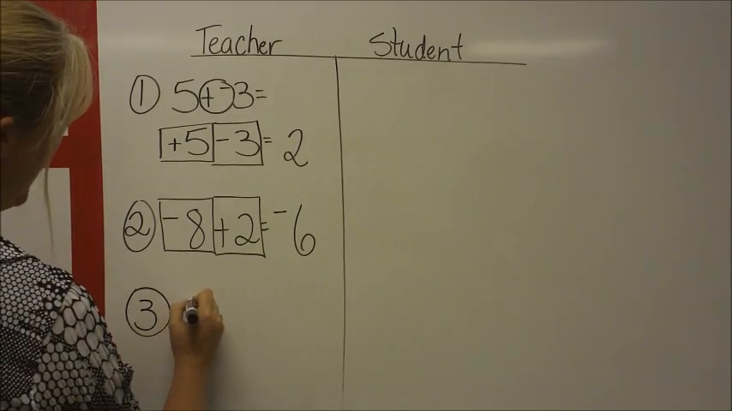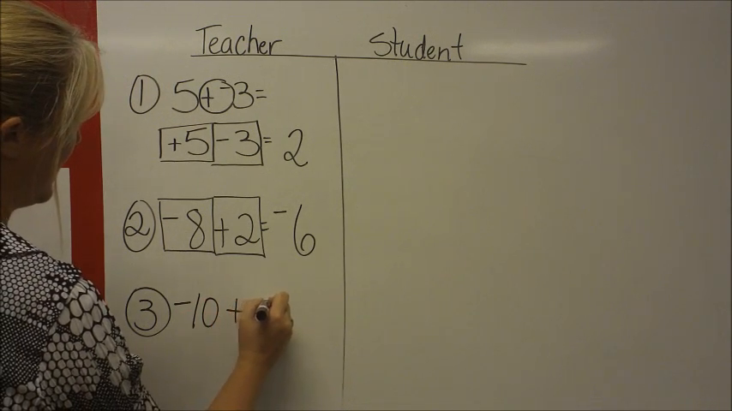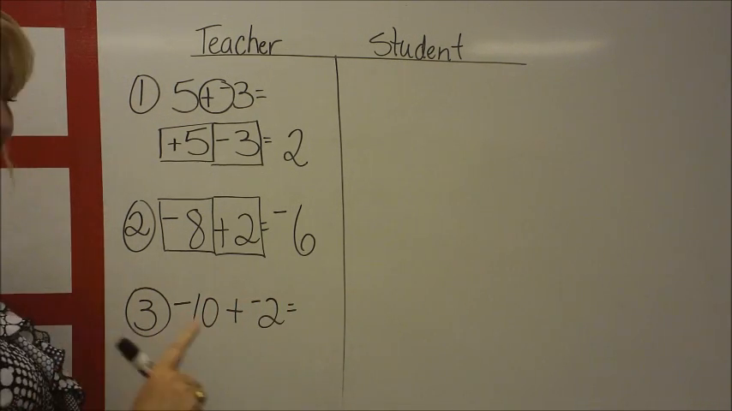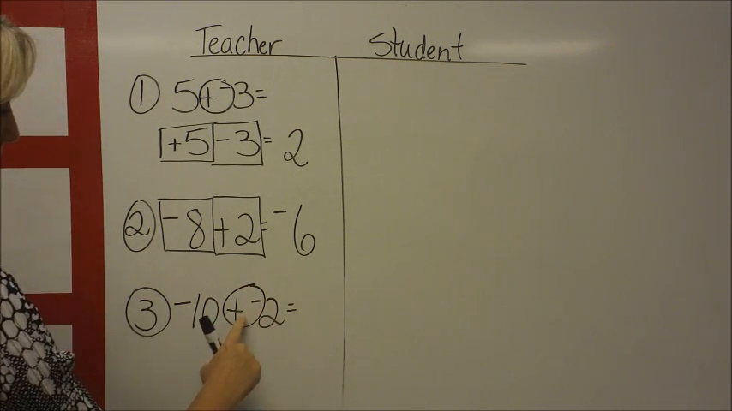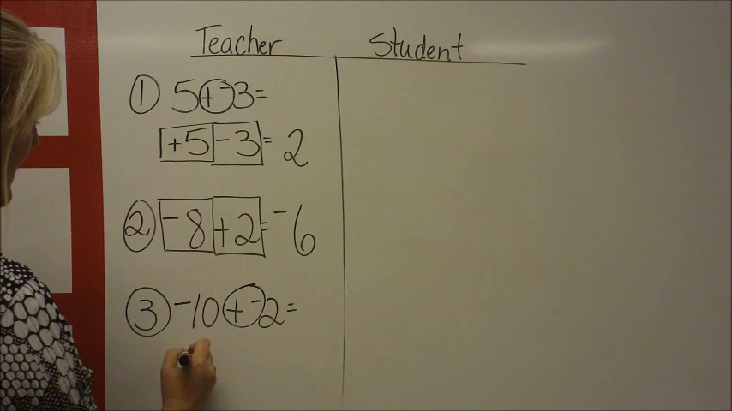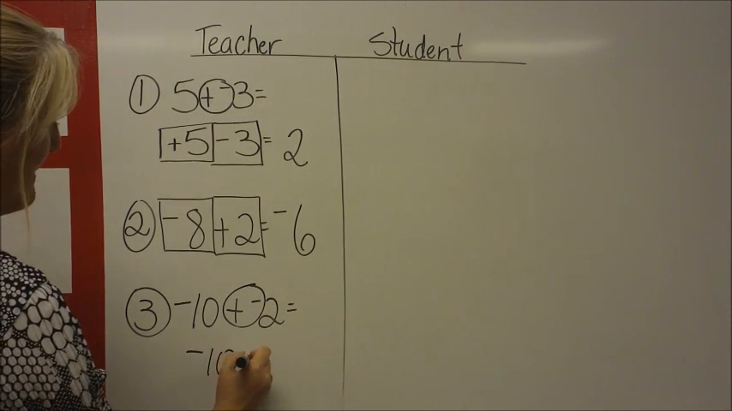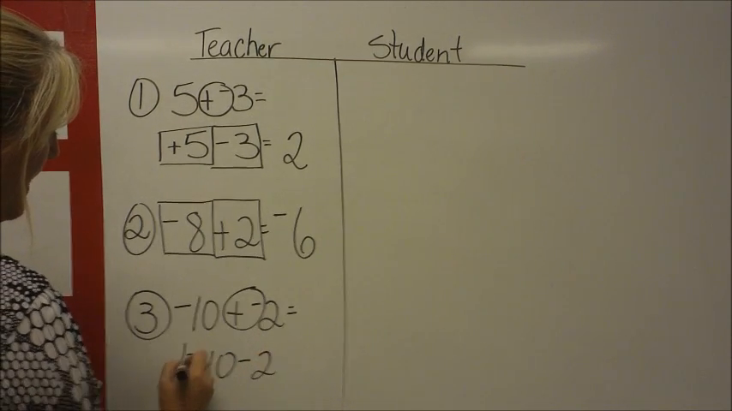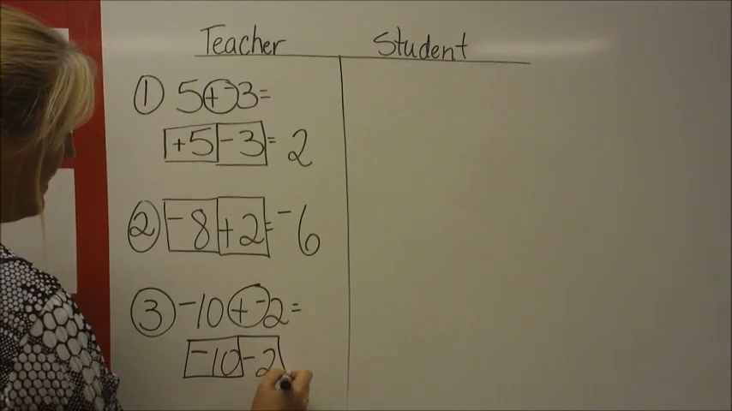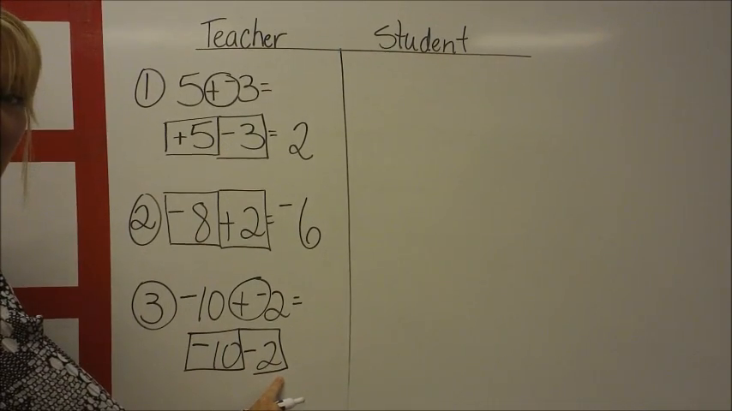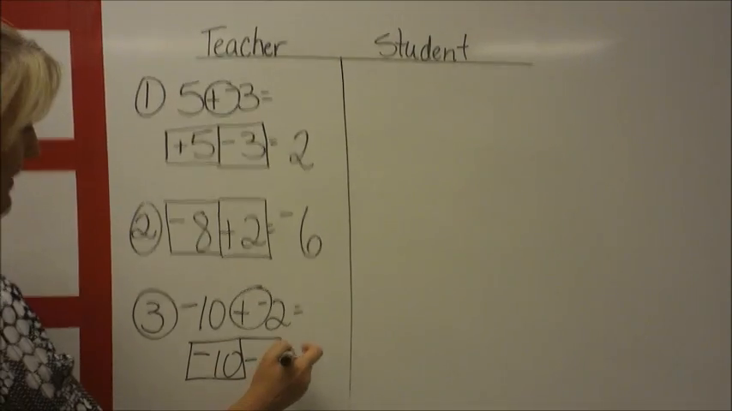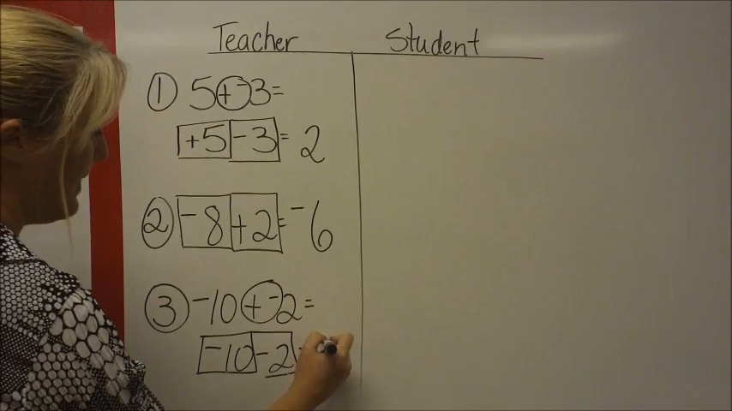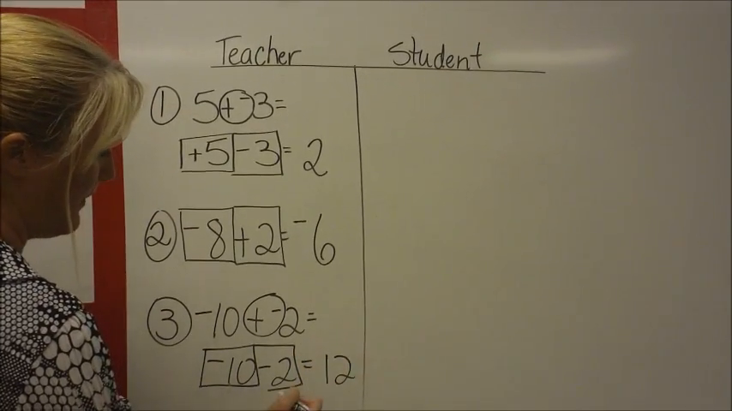Let's do -10 plus -2. I see double signs. So I'm going to circle them, get rid of it, change this to a minus: -10 minus 2. Box it in. Now I have 2 negatives. Same signs, add and keep. So I'm going to add these numbers together. I've got 10 negatives and 2 negatives. That's 12. Keep the sign: add and keep.